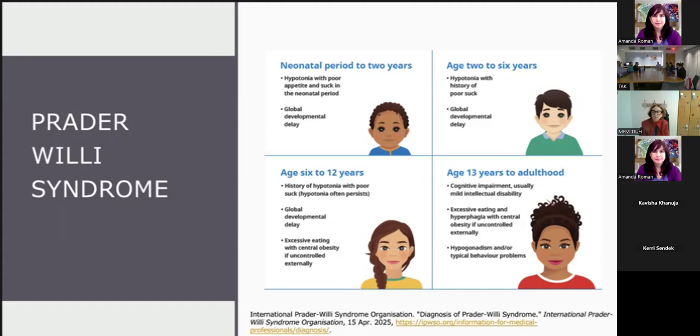And there is a distinctive behavioral phenotype that's important to know, and this includes temper tantrums, stubbornness, manipulative behavior, and obsessive compulsive characteristics.